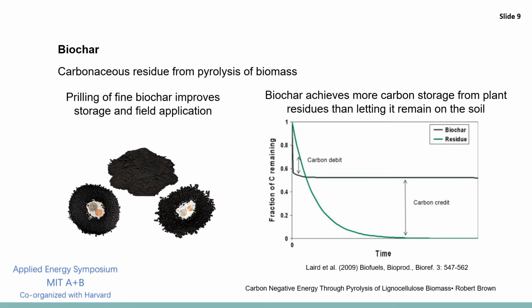In fact, the green line shows a residue that would decay over the course of a couple of years, leaving very, very little carbon in the soils over long time periods, whereas the biochar is a very recalcitrant form of carbon, and after a very quick dip over the course of a year, the amount of carbon remaining with it stays constant over very long time frames.